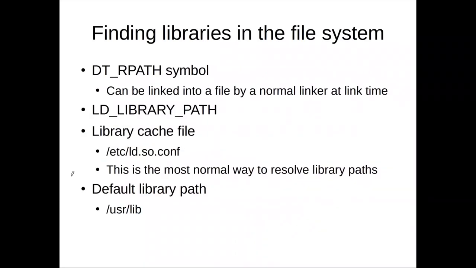So how do we find libraries? Well, there are some well-defined locations. First of all, you can use the rpath symbol. It can be linked into a file by a normal linker at link time. You can say, well, library paths such and such. You can also use this file, which is /etc/ld.so.conf, and that's the most common way, right? And then you can default to the default library path, right?